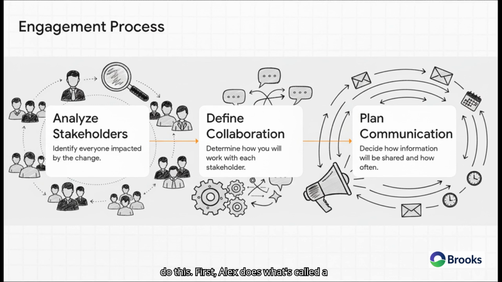First, Alex does what's called a stakeholder analysis, which is just a fancy way of saying they identify everyone who's going to be impacted by this change. Next, Alex figures out exactly how to work with each of those people. And finally, a communication plan gets put together. If you skip this process, it's so easy to miss key people, and that just leads to surprise objections and really expensive rework later on.